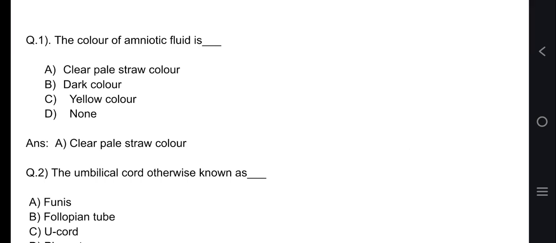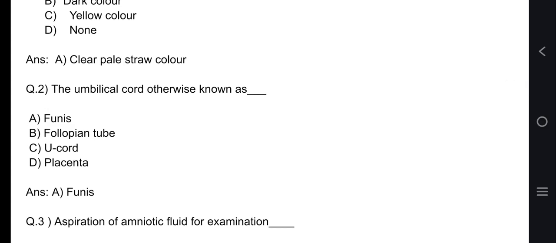Question number 1. The color of amniotic fluid is A. Clear pale straw color, B. Dark color, C. Yellow color, D. None. आणि बरोबर उत्तर आहे A. Clear pale straw color.